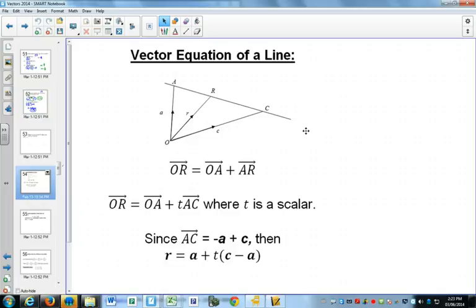So, what do you remember about the equation of a line from grade 10? An equation of a line, y equals mx plus b. So, this works out good for 2 dimensions. If you had to do something similar for 3 dimensions, you could do that.